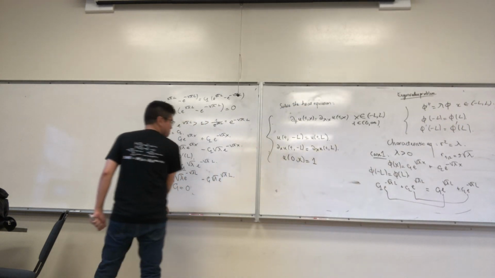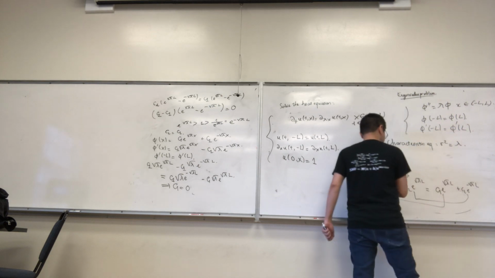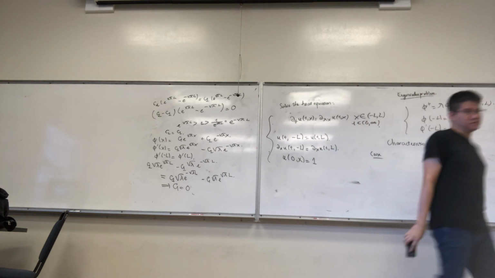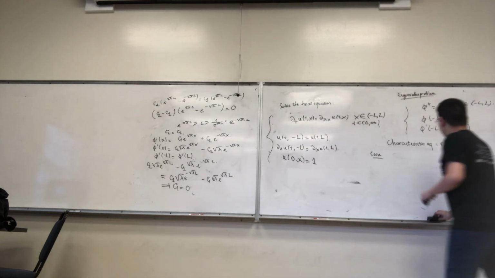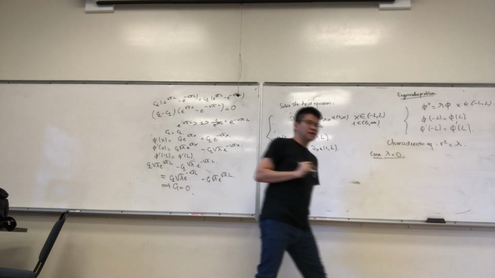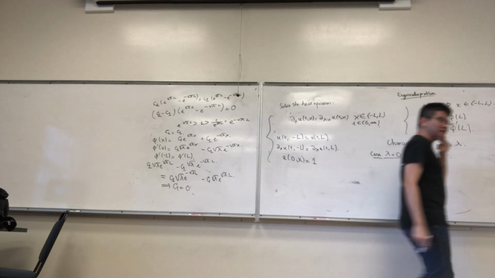Right. So case number 2. So case number 1 is always the easiest case because you know that there's nothing happening there. Now case number 2, right? Case number 2, lambda is 0. When lambda is 0, this is an interesting case. What happened when lambda is 0?